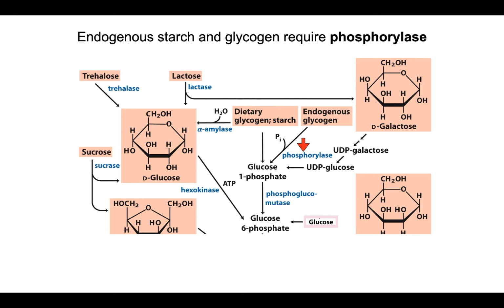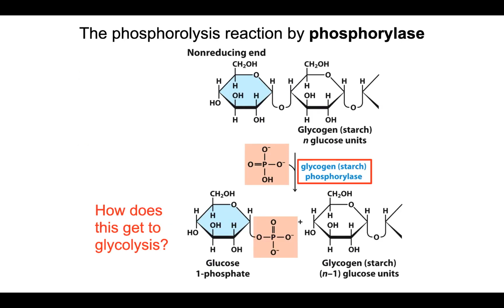Phosphorylase, however, here is our phosphorylase, again taking endogenous glycogen. So this is glycogen not from our diet, but glycogen from our cells. Phosphorylase uses something called phosphorolysis. A phosphate group is used instead of water to help break off the glucose molecules from the glycogen, and the direct product of this is a phosphorylated glucose molecule, glucose 1-phosphate.